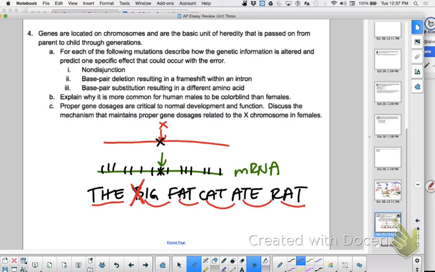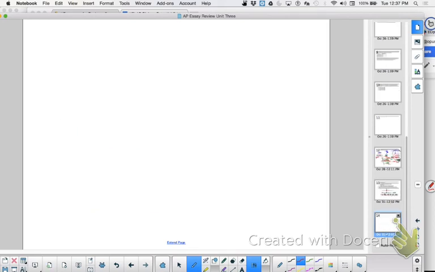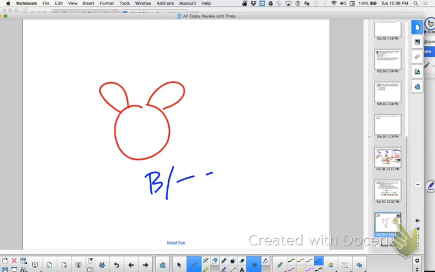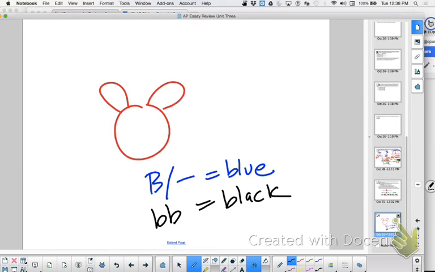Okay, so epistasis would be an issue where, for instance, though there is a whole review on this, just so you know, okay? So if you have coloring in bunnies, okay? I know that doesn't look like a bunny. So let's say big B anything, the bunny will be blue, and little b, the bunny will be black. Are we all right with that?